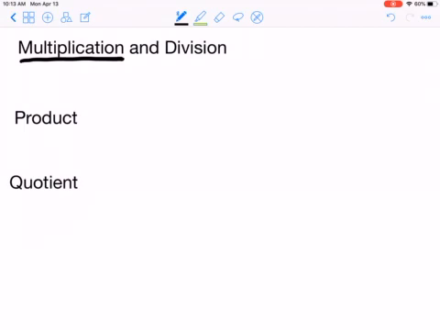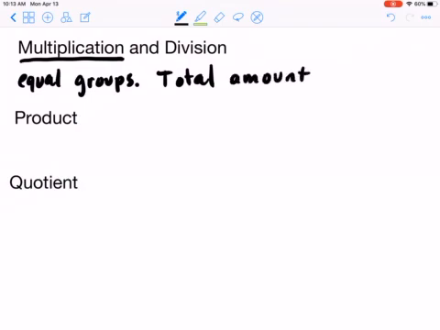we're trying to find the total amount. So we want equal groups and we're trying to find the total amount. The answer to a multiplication problem is called the product. So if you have a question that says find the product, we know we need to multiply, and this is our symbol for multiplication. So let's say we want to find the product of 3 and 4.